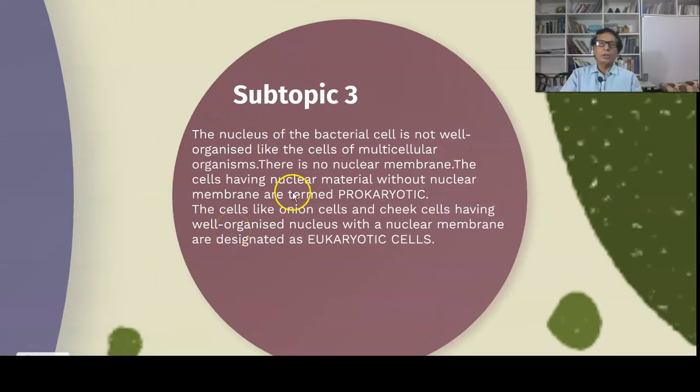And this is the nucleus of a bacterial cell. These are the main points you can write down. The nucleus of the bacterial cell is not well organized like the cells of multicellular organisms. There is no nuclear membrane. Cells with no nuclear membrane are called prokaryotic. And cells like onion cells and cheek cells, having a well organized nucleus with a nuclear membrane, are designated as eukaryotic cells.